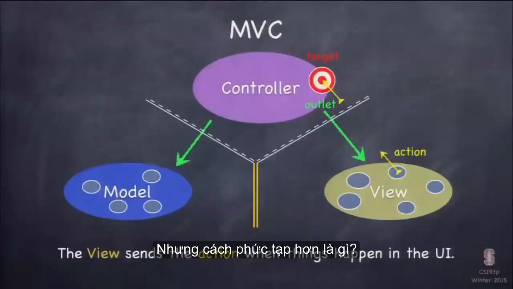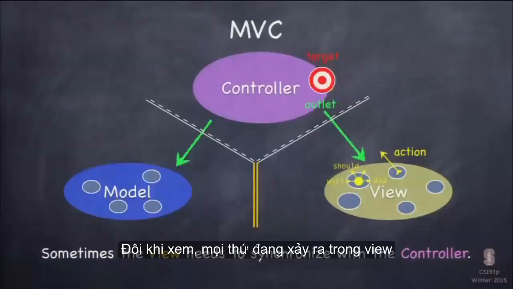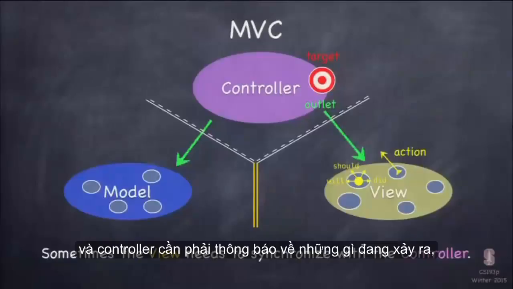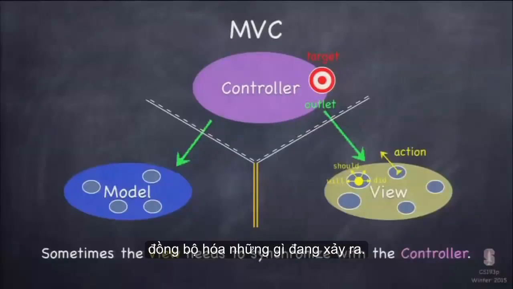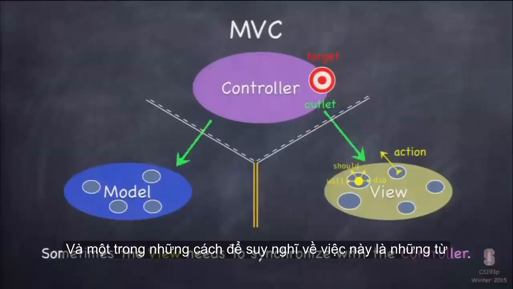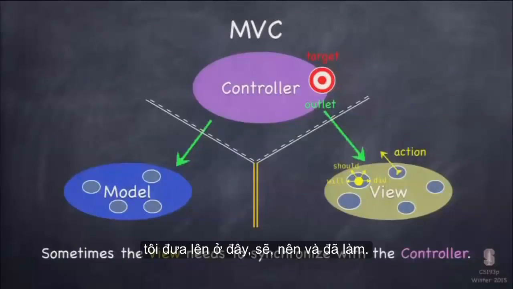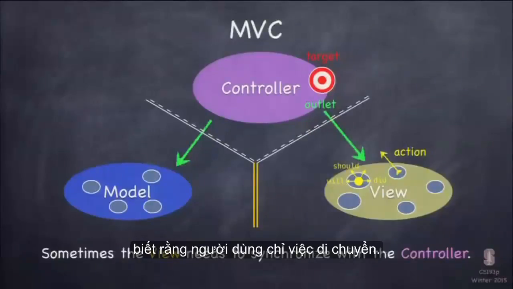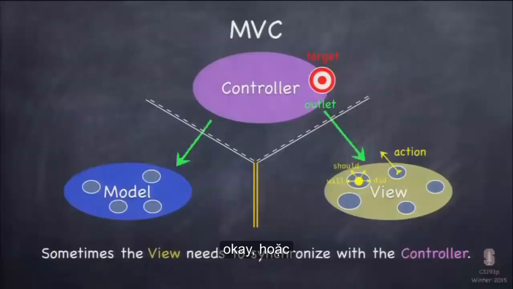Okay? But what about more complicated ways? Sometimes things are happening in the view that are somewhat complicated, and the controller needs to be informed of what's going on, synchronizing what's happening. And one way to think about this is these words I put up here: will, should, and did. Let's say I'm a scroll view and I'm scrolling around, and I want to let the controller, somebody, know that the user just did scroll. Okay?